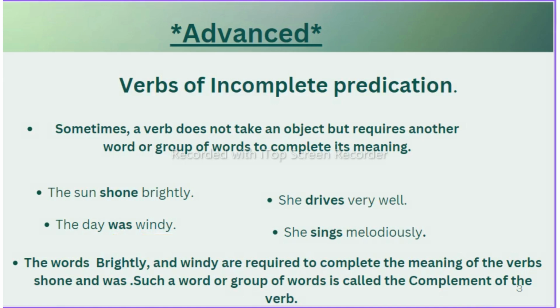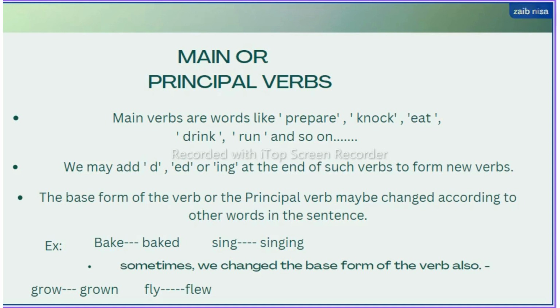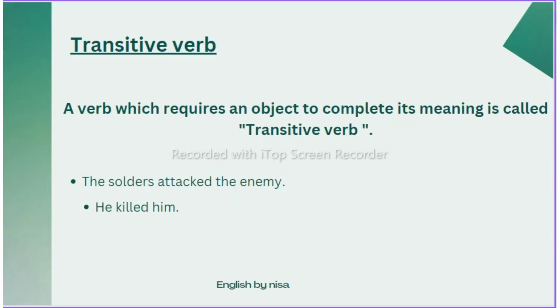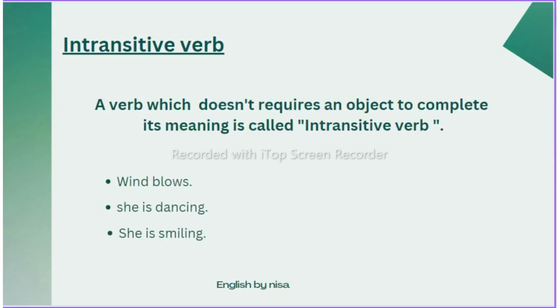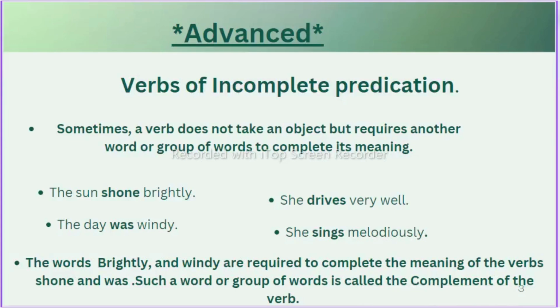So students, this is all about main verbs, transitive and intransitive verbs. Let's see the features of all these. Main or principal verbs are our action words, where we can add d, ed or ing based on the sentence requirements. Transitive verbs are verbs which require an object to complete their meaning, and intransitive verbs don't require an object to complete their meaning. And the verbs where we add another word or group of words other than objects come under verbs of incomplete predication, where these verbs show the complement of the verb.